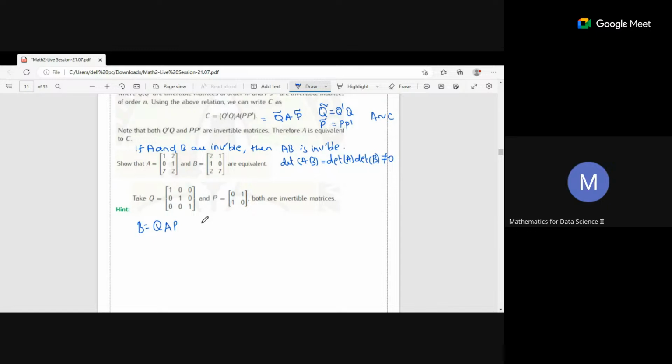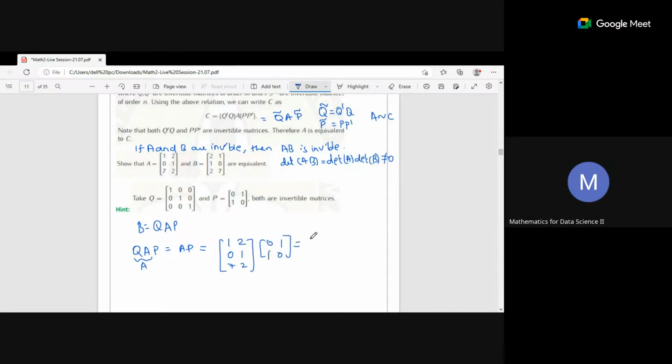So now B is equal to QAP. Is that true or not? Can we quickly check? What is QAP? So Q into A should be just A, because Q is the identity matrix. So this is simply AP. And I'm writing what is A, and I'm writing what is P.